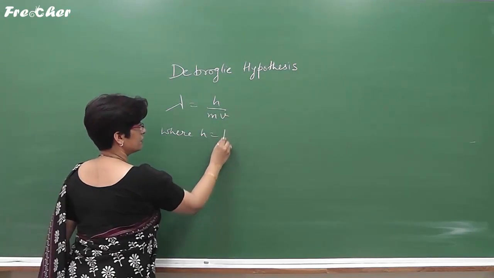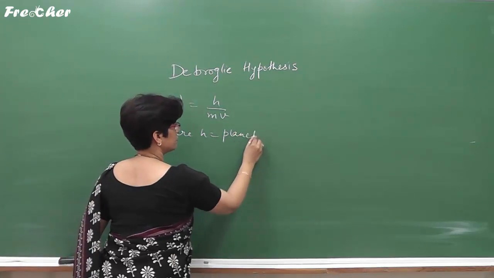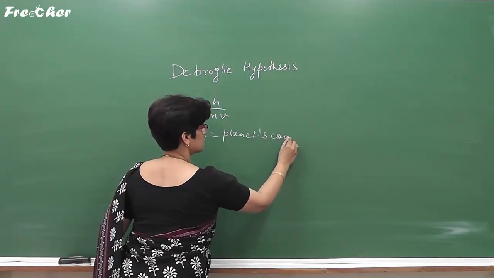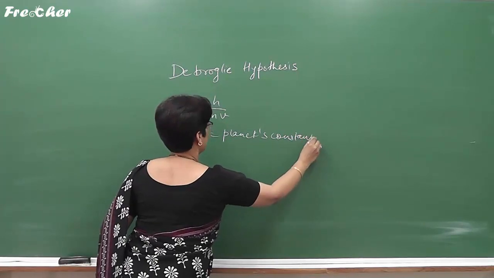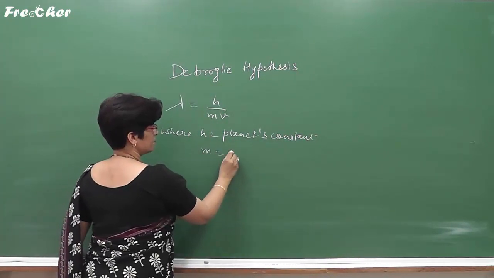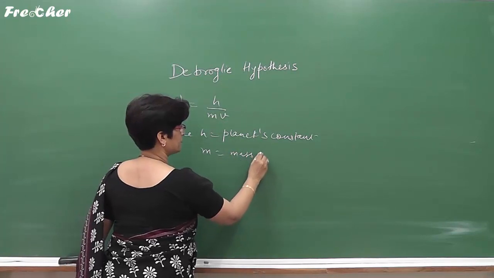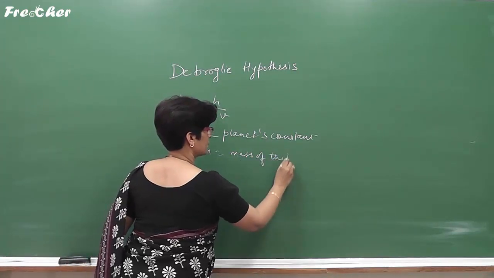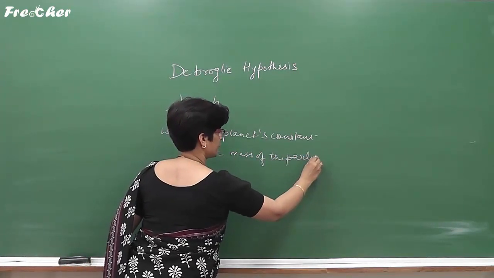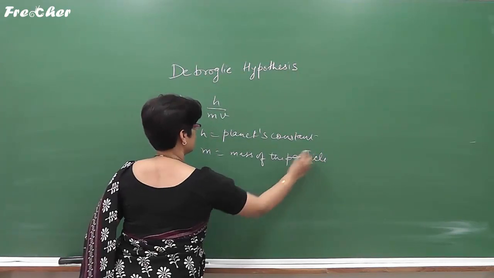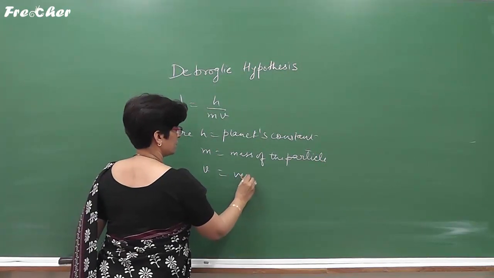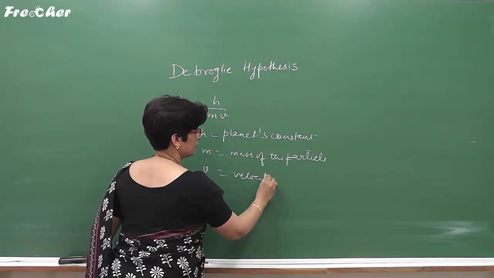where h is Planck's constant, m is the mass of the particle, and v is the velocity of the particle.